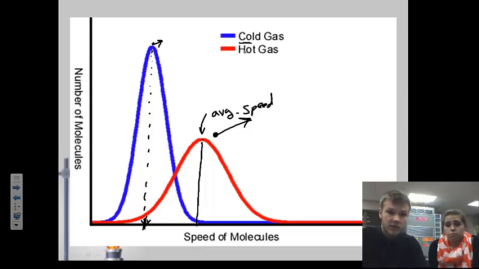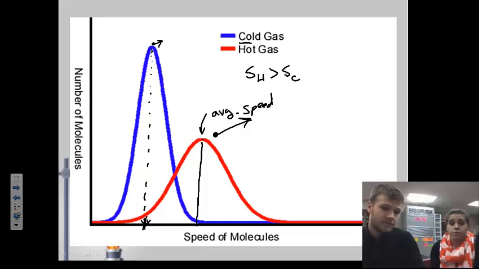Okay, and you can clearly see the hot gas speed. So the speed of the hot gas is much greater than the speed of the cold gas. Again, same thing, just different ways of saying it.